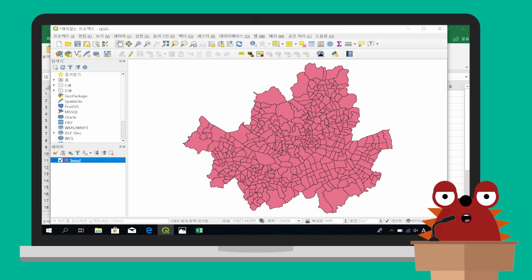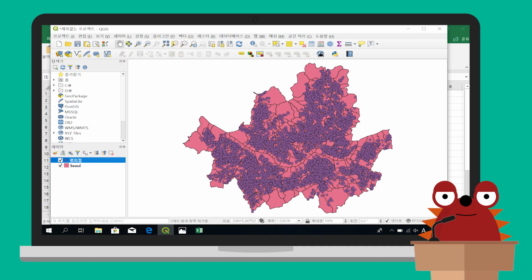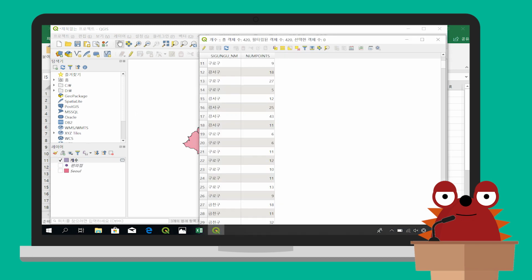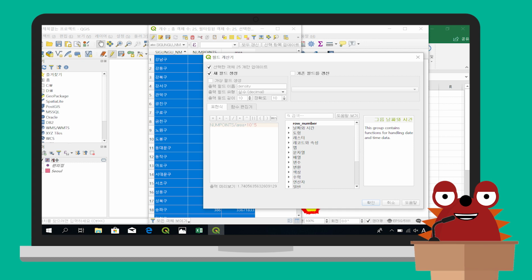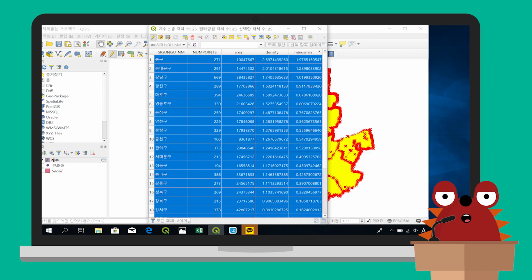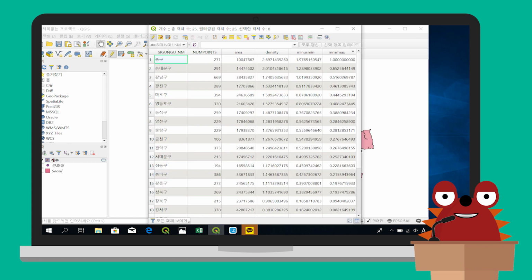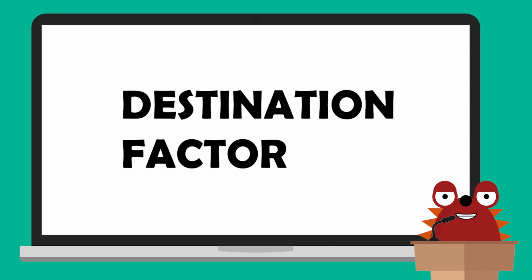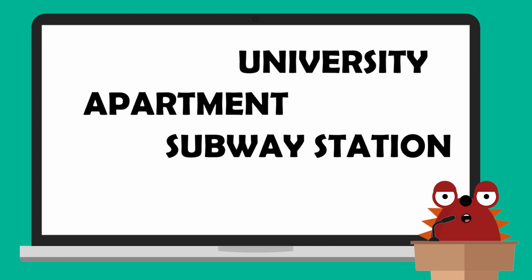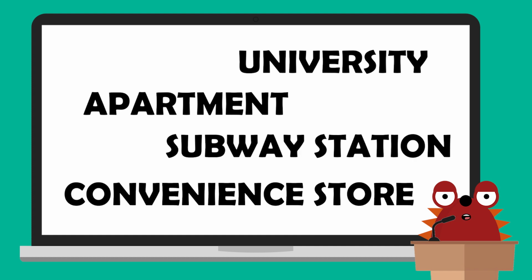We can use point coordinates of convenience stores. The number of convenience stores belonging to each gu is determined, and we divided the number by the area of each gu. Convert the result into 0 to 1, and multiply by the weight 0.098. This is the convenience store factor. Finally, the whole destination factor can be obtained by adding the factors of university, apartment, subway station, and convenience store.